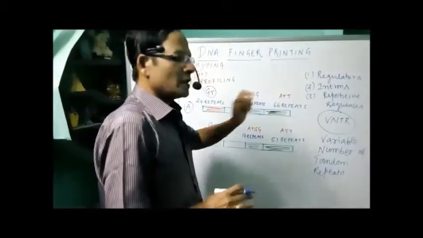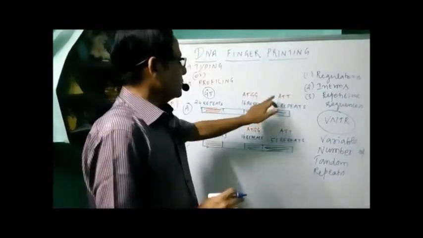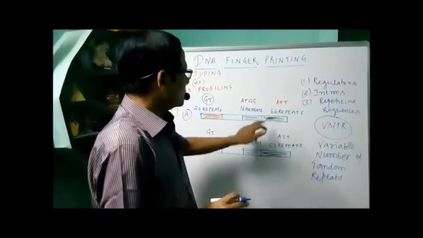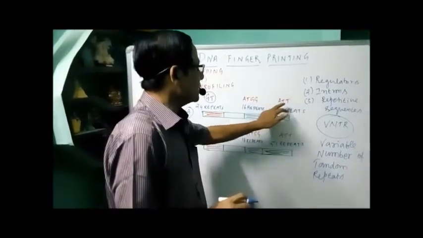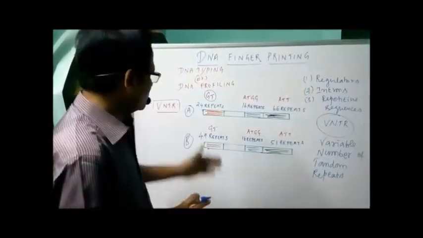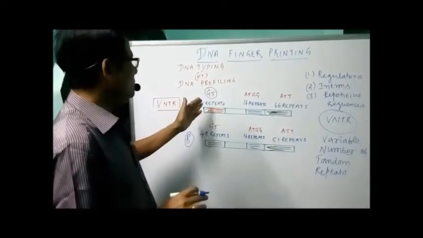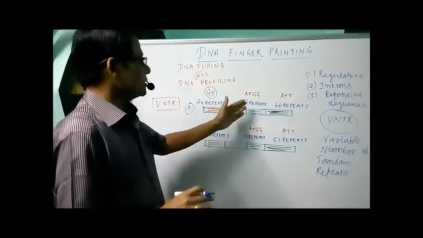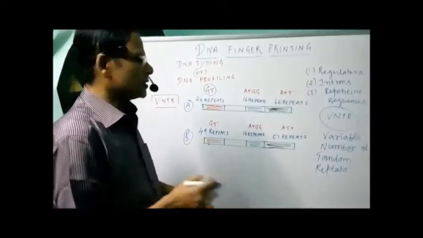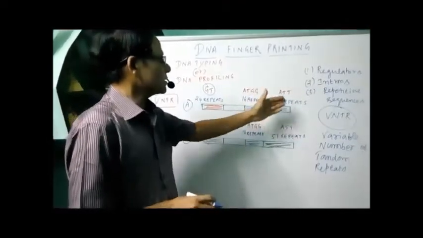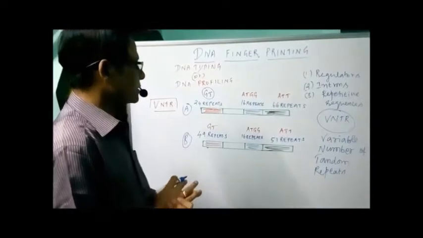Or in the same individual, the DNA shows what's called 66 repeats for ATT. So this is one individual. That individual has 24 repeats of GT, 16 repeats of ATGG, and ATT repeated 66 times. That is called 66 repeats.